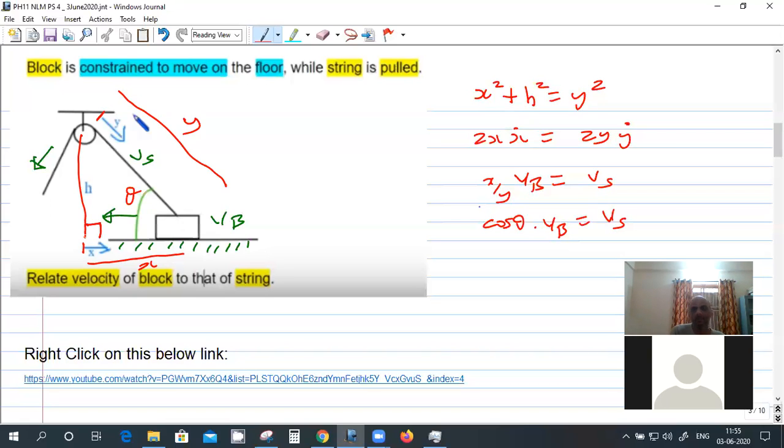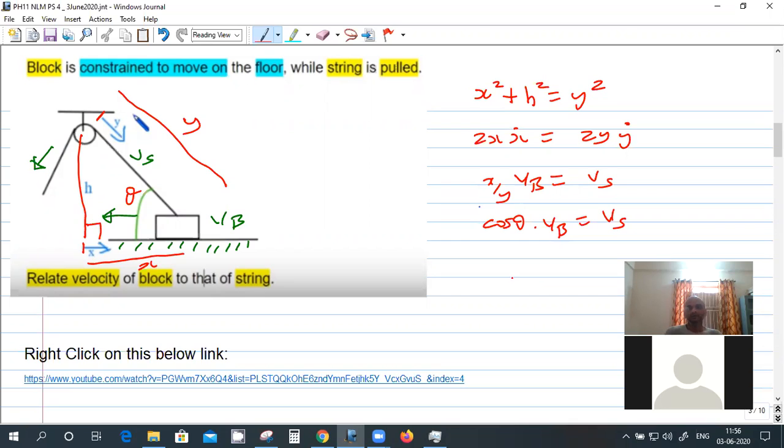Now I differentiate both the sides. h is a constant, so it will become 2x x dot equals 2y y dot. x dot is velocity of the block, and y dot is velocity of the string. So it's x by y into velocity of the block is velocity of the string. x by y is cos theta. So that's why I always prefer this sort of method.